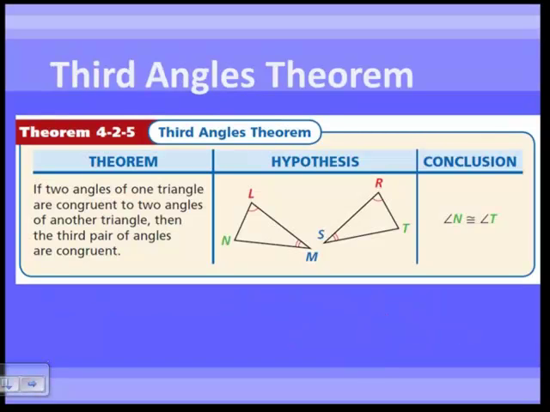Okay, the last theorem that we are going to take a look at in this section has a name as well. It's an important theorem. It's the third angles theorem. And it just says if two angles in one triangle, here L and M, are congruent to two angles in another triangle, here R and S, then that means the third pair of angles are also congruent. So we can draw the conclusion that angle N is congruent to angle T.